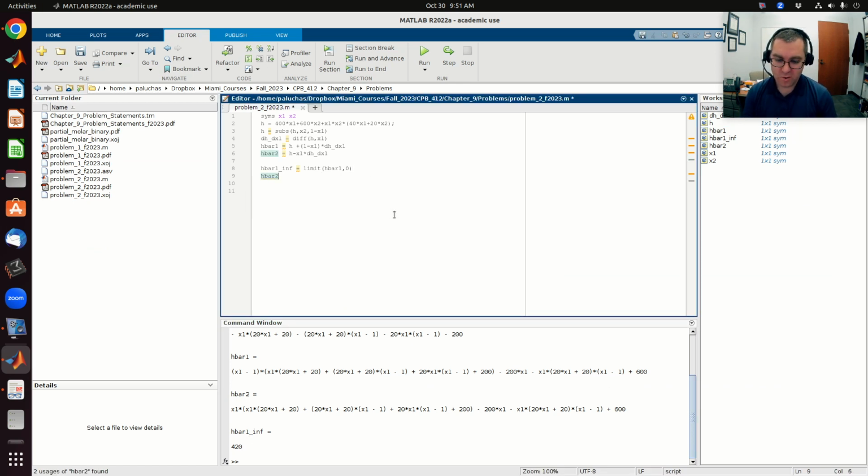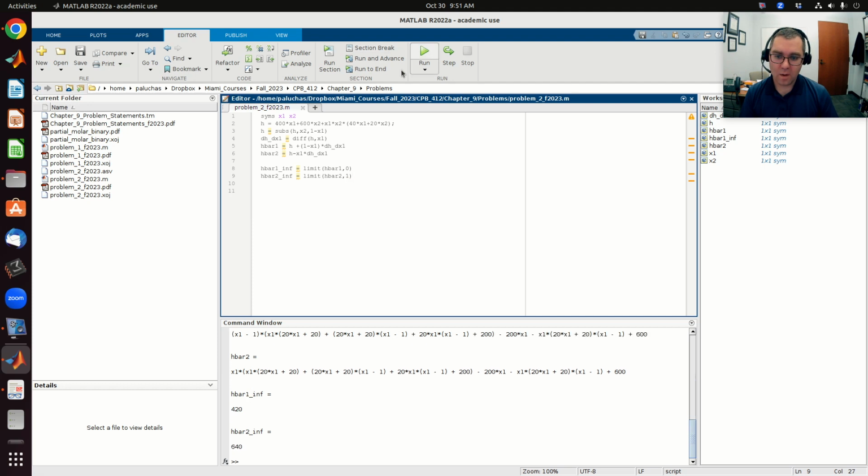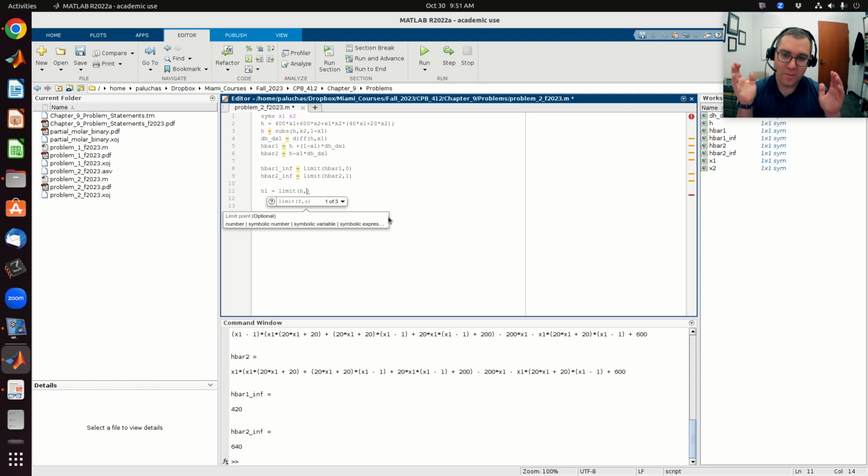If I want h bar 2 at infinite dilution, it's going to be the limit of h bar 2. So I only have things in terms of x1, so now I'm looking at the limit as x1 goes to 1. If I run that, h bar 2 is 640. If I want to get h1, I'm looking at the limit as x1 goes to 1 of h.